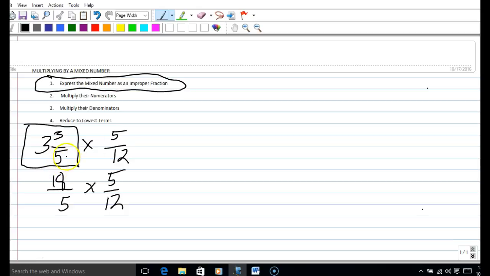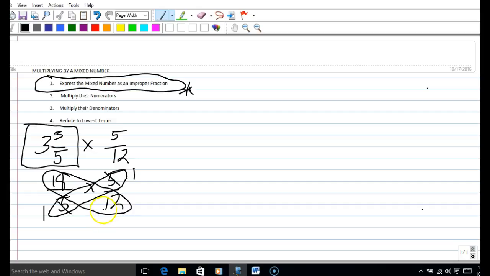Now, do not cancel. Do not do anything until you have changed your mixed numbers to improper fractions. Then we're going to multiply as we did before. Numerator times numerator, denominator times denominator. But keep in mind, when we multiply, we can often make the arithmetic easier by canceling or dividing out common factors. So here, 5 and 5, of course, each one of those is divisible by 5. So 5 divided by 5 is 1. Here, 18 and 12 are both divisible by 6. So we're going to divide 6 out of each one of those.